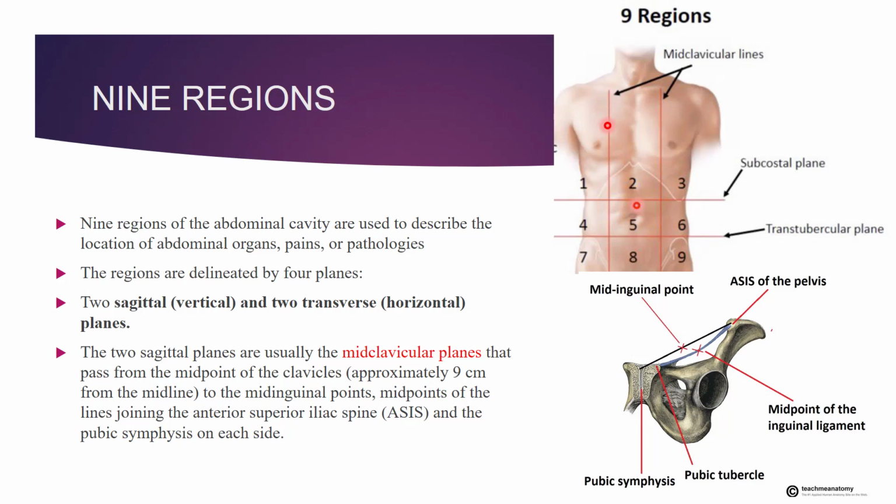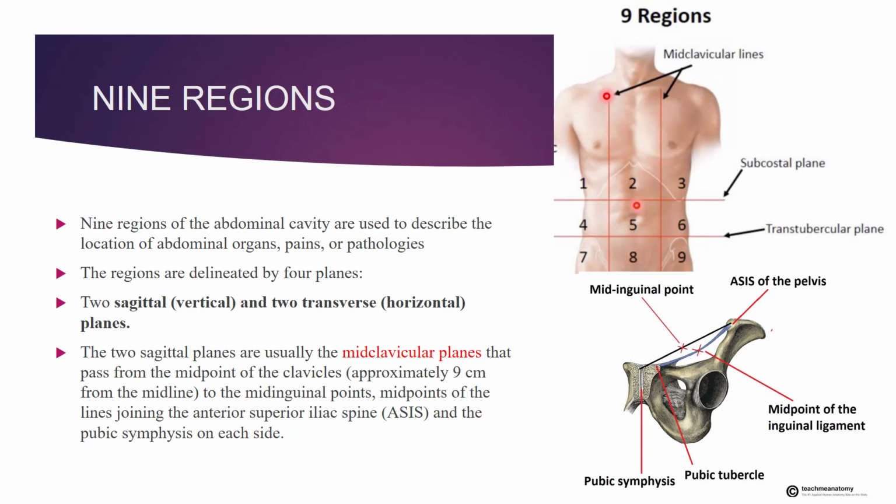Number one, this is the right midclavicular line and this is the left midclavicular line. The midclavicular line means it is in the middle of the clavicle. See here, this is the clavicle and this line will pass through the middle of the clavicle. That's why it is named the midclavicular line. This line passes from the midpoint of the clavicle, which is about 9 centimeters from the midline of the body. This is the midline of the body and this midclavicular line is about 9 centimeters lateral to the median plane or the midline of the body.